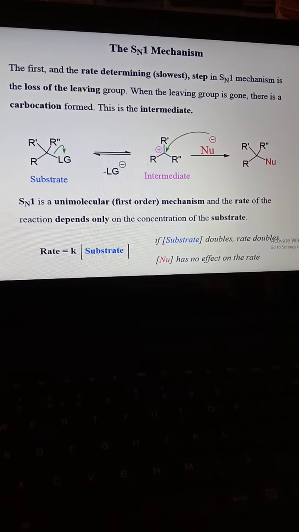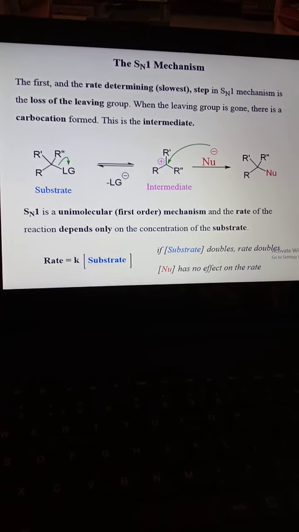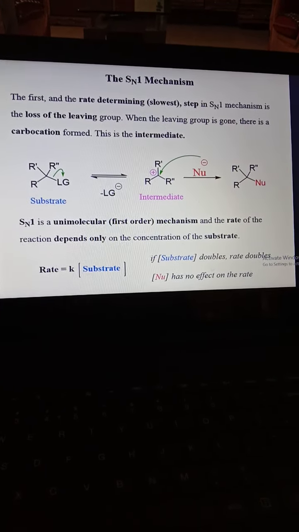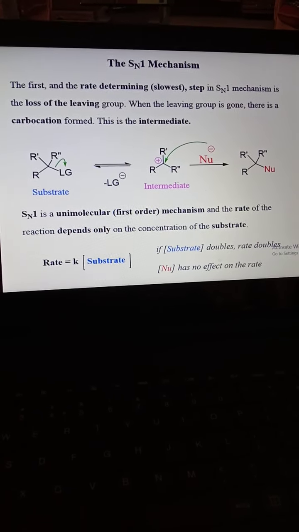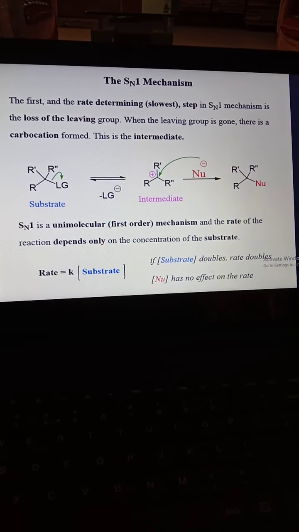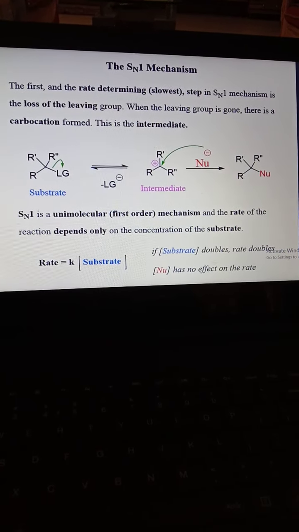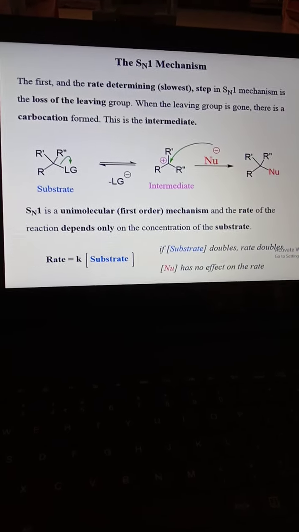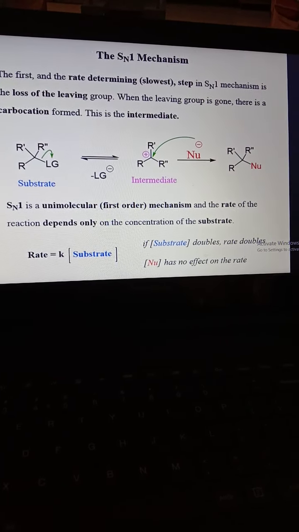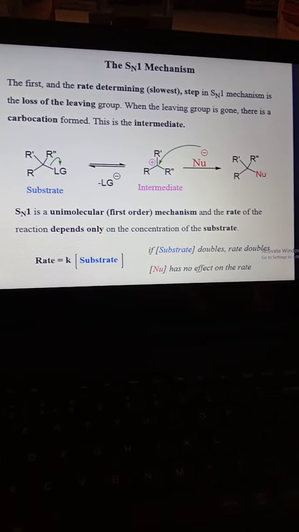SN1 mechanism. This is a famous, popular, and common reaction. SN1 is a unimolecular nucleophilic substitution. In that, the substrate having a leaving group loses it in the intermediate step, forming a carbocation. In the second step the nucleophile attacks, then it is attached in the product.